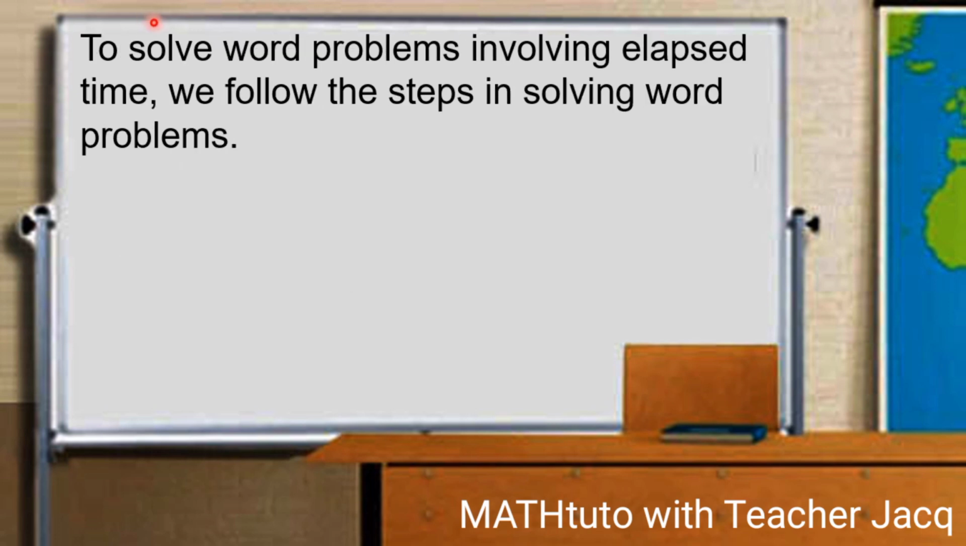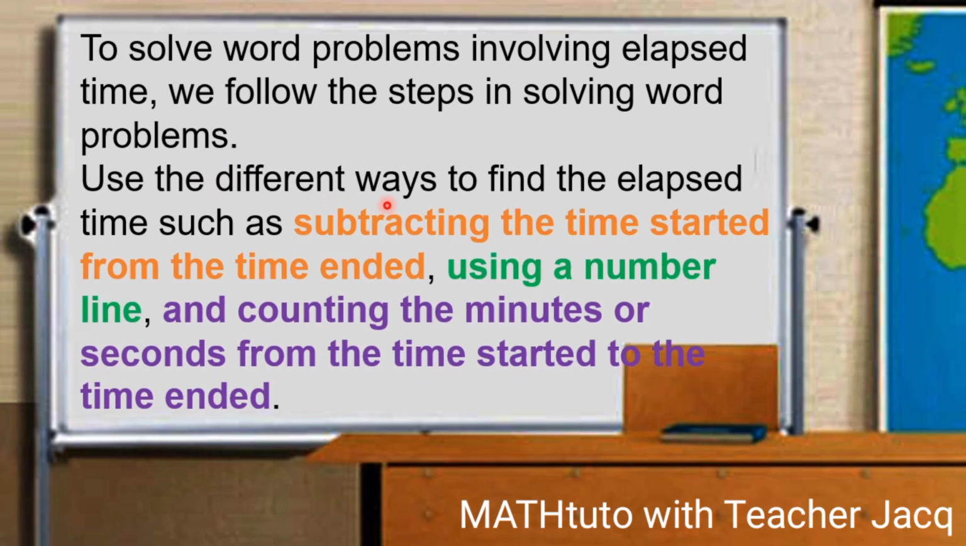To solve word problems involving elapsed time, we follow the steps in solving word problems. Use the different ways to find the elapsed time, such as subtracting the time started from the time ended, using a number line, and counting the minutes or seconds from the time started to the time ended.